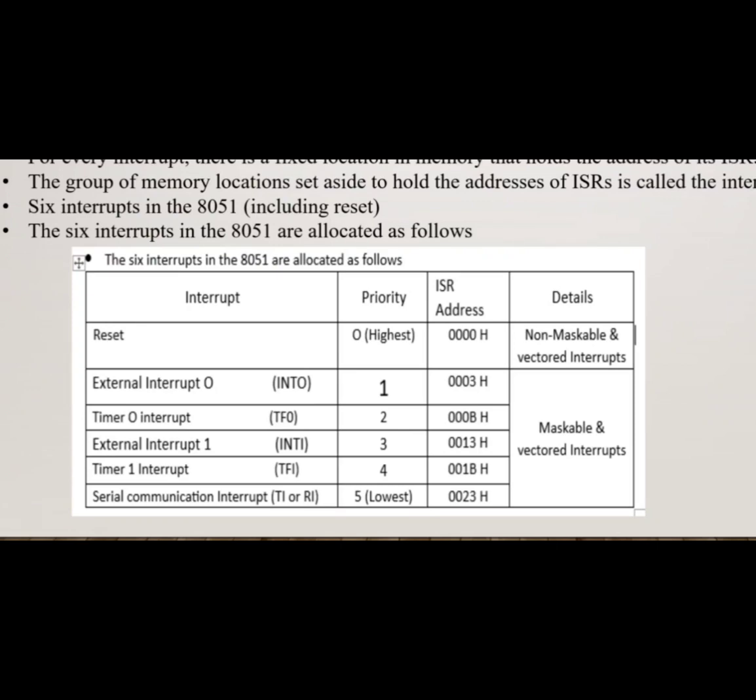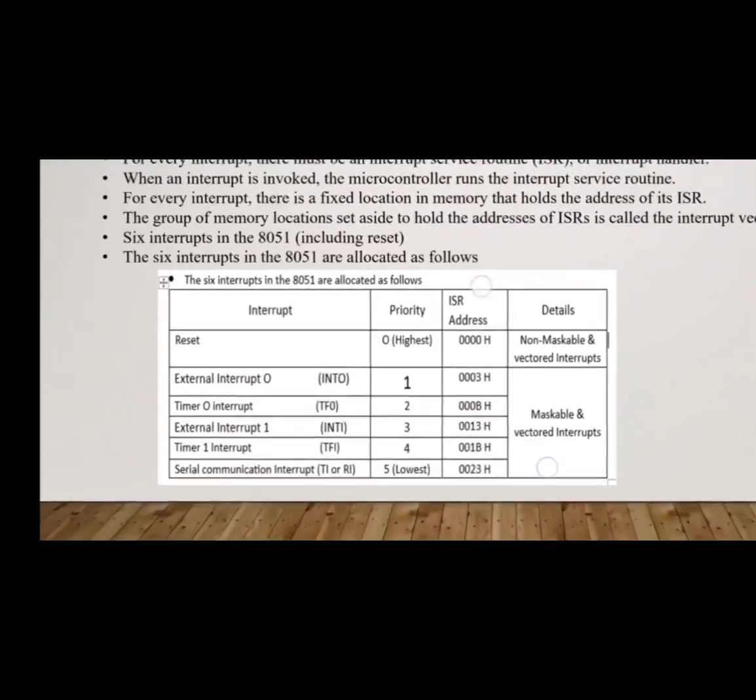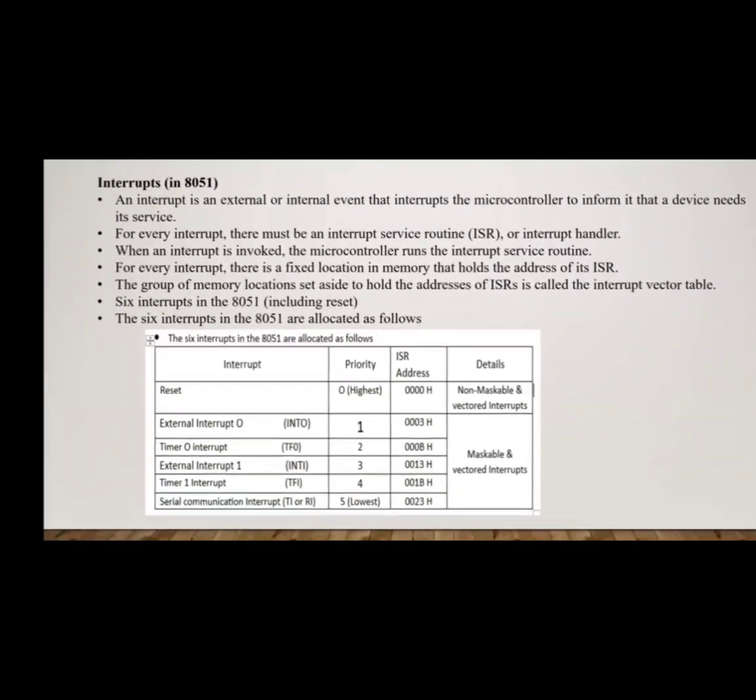Then last, the lowest priority interrupt is the serial communication interrupt, that is TI or RI, transmission interrupt or receiver interrupt. This is the lowest priority interrupt. It has an ISR address of 0023. These 5 interrupts are maskable and vectored interrupts. Okay. So on a priority basis, first is reset. The second one is external interrupt 0. Then timer 0 interrupt, then external interrupt 1, then timer 1 interrupt, and the last one is serial communication interrupt.